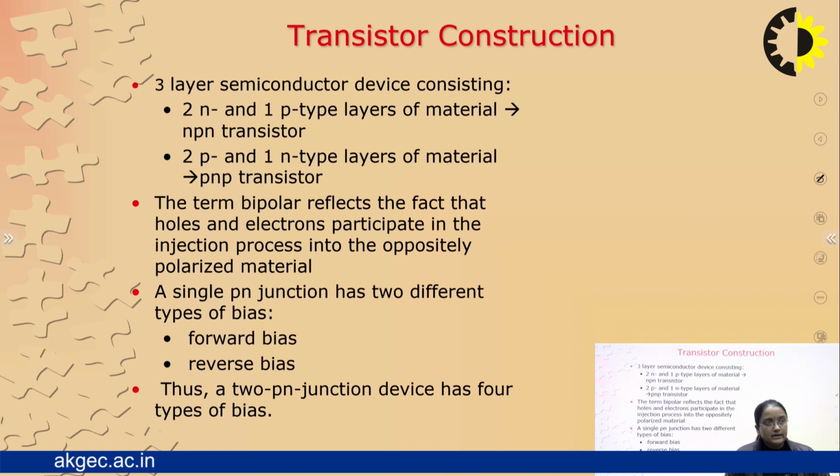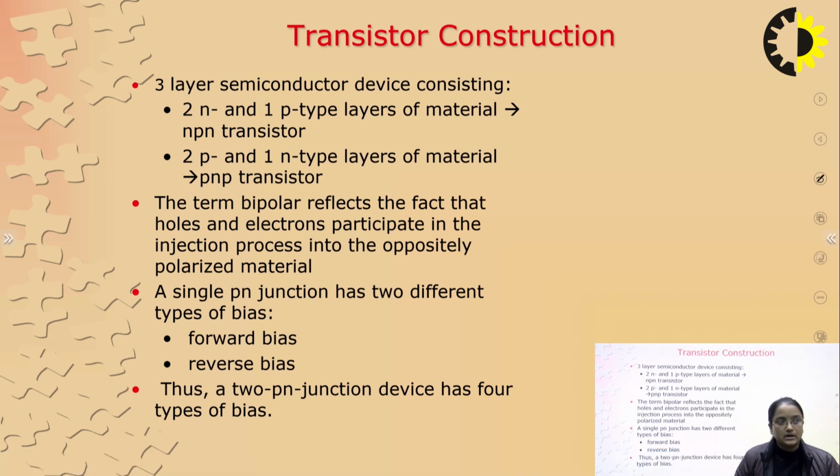The second point is that it works in two types of conditions. First is forward biased, the other condition is reverse biased. The two PN junction device basically operates in 4 operating modes, which we define as active mode, particularly the active region, saturation region, and cutoff region. These are the modes of operation in which the transistor, that is BJT, operates.